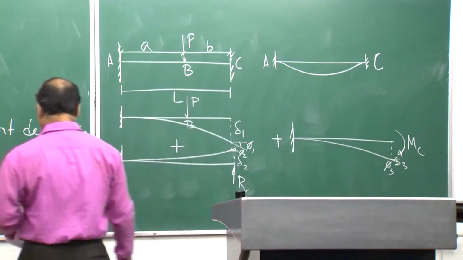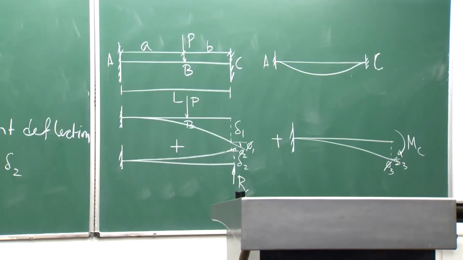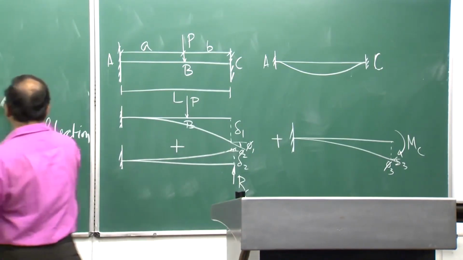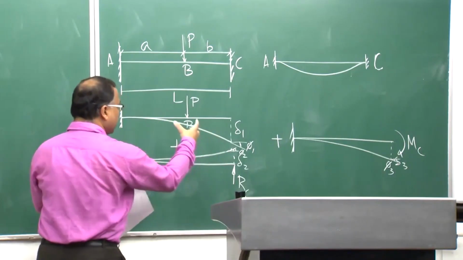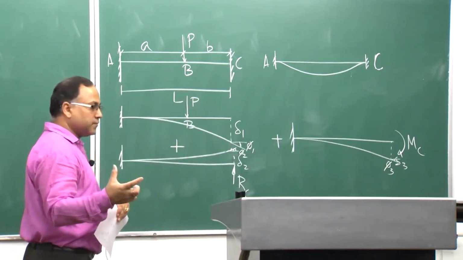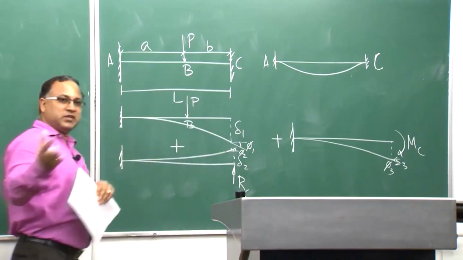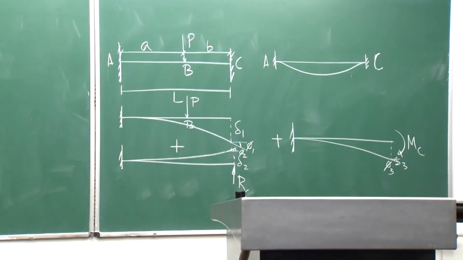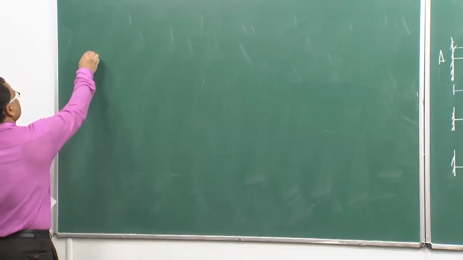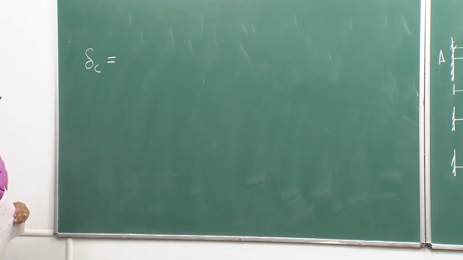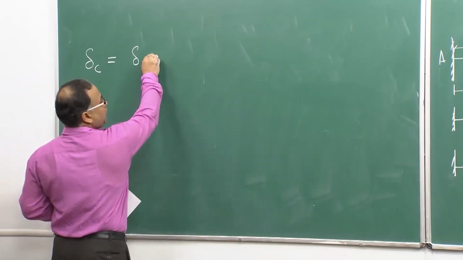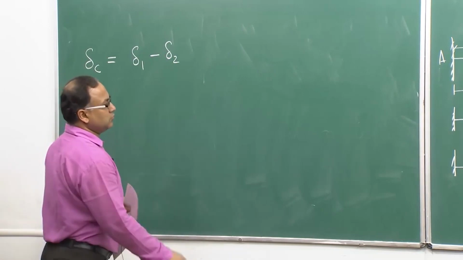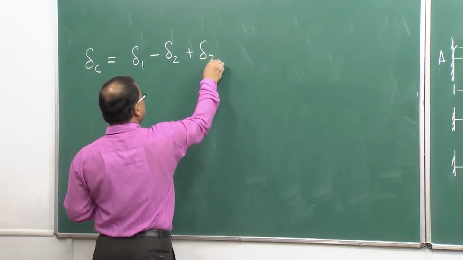Now these three are all your basic systems, and their solutions are known to you. You get the delta 1, delta 2, delta 3 values from the basic systems, and phi 1, phi 2, phi 3 are all from basic systems. If you look at the deflection at point C, it is nothing but delta 1 minus delta 2 plus delta 3.